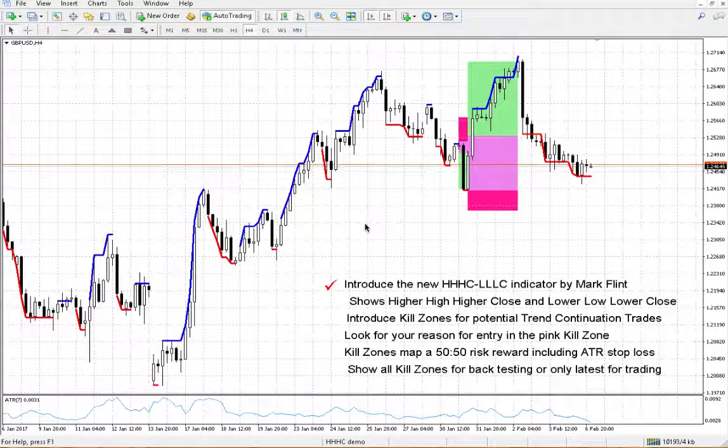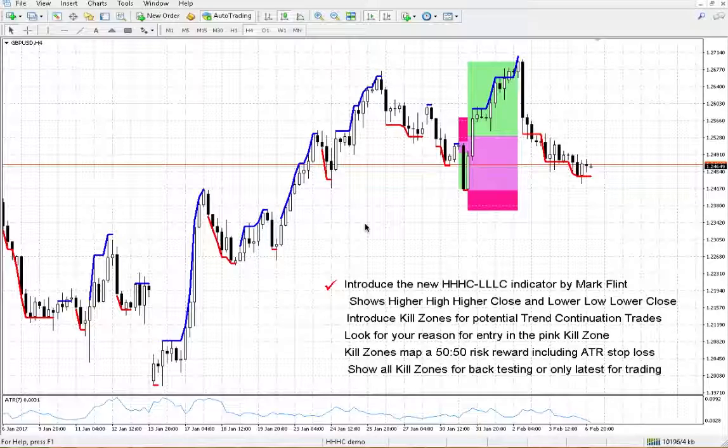My name is Mark Flint, and in this short video I'm going to introduce my new higher high, higher close, lower low, lower close indicator for MetaTrader 4. This indicator identifies breakouts and pullbacks. It confirms structure and potential reversal zones.